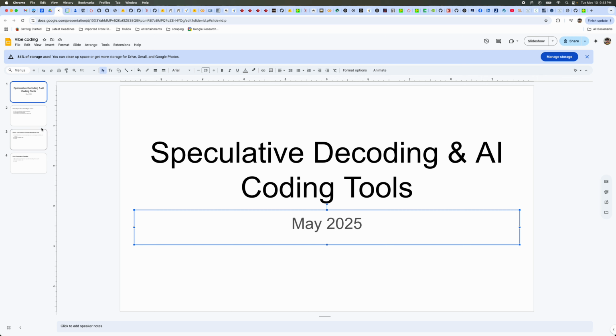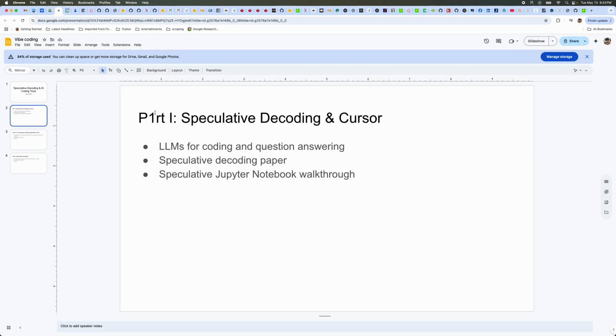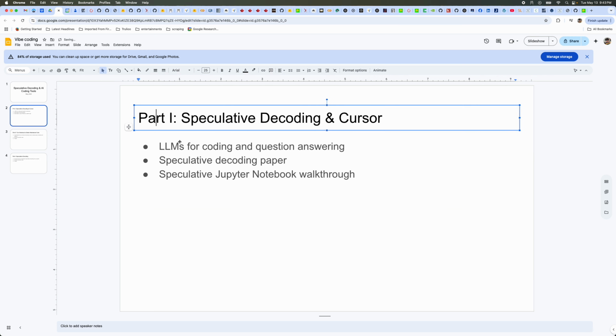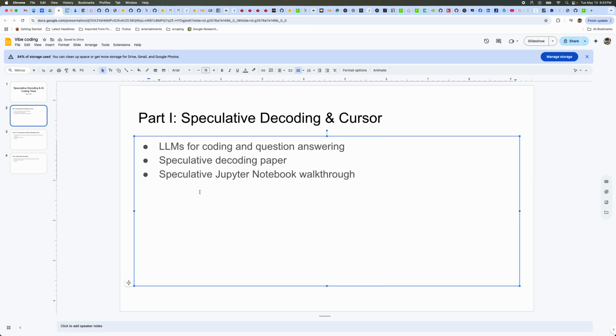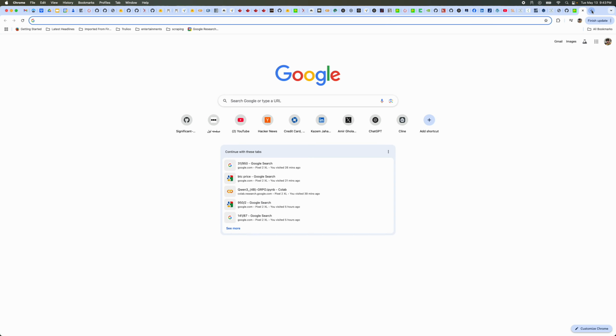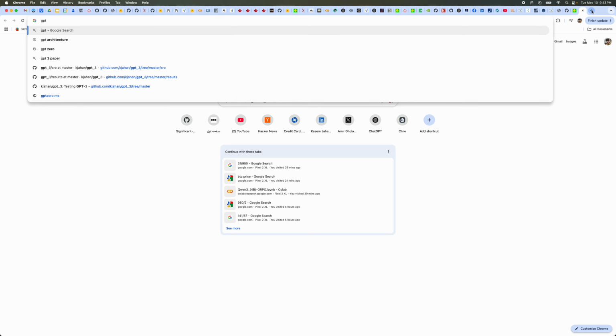Okay, let's get to the first part. As I mentioned, in this first video we are going to quickly review LLMs, then talk about the speculative decoding paper, and then I'm going to showcase a notebook that has the speculative decoding code. So let's start with the GPT architecture.